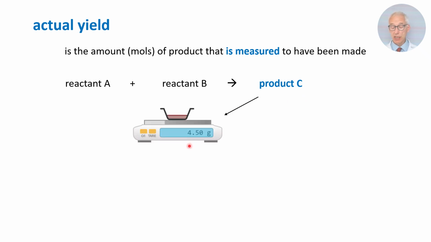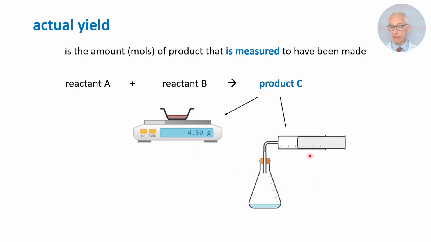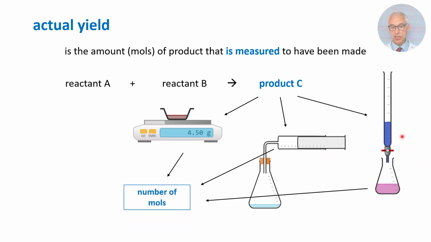So we can measure mass using an electronic balance. We could measure a volume of a gas. We could measure numbers of moles in solution. However, at GCSE, the focus is generally on yield calculations based on the mass of a product, although strictly all 3, mass, volume, and volumes of solutions, can be used to calculate the numbers of moles of product.